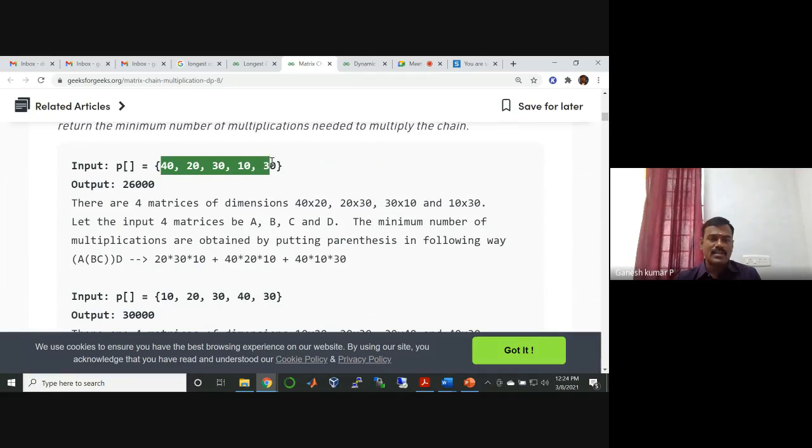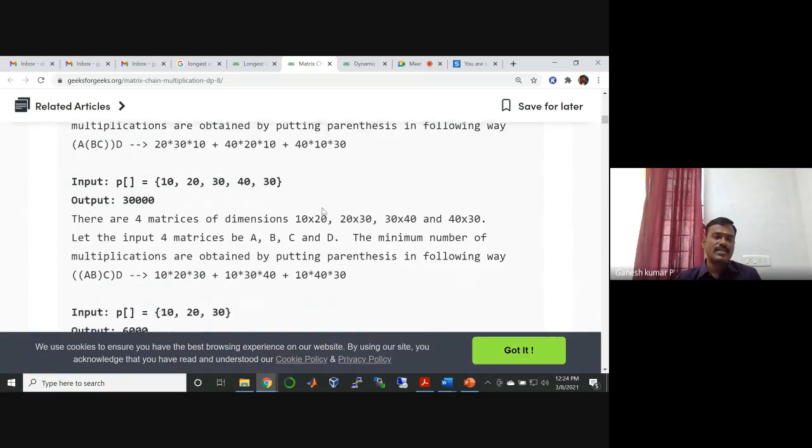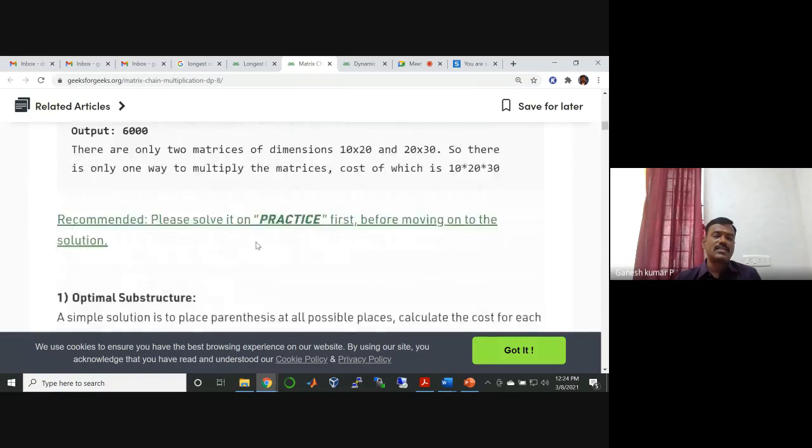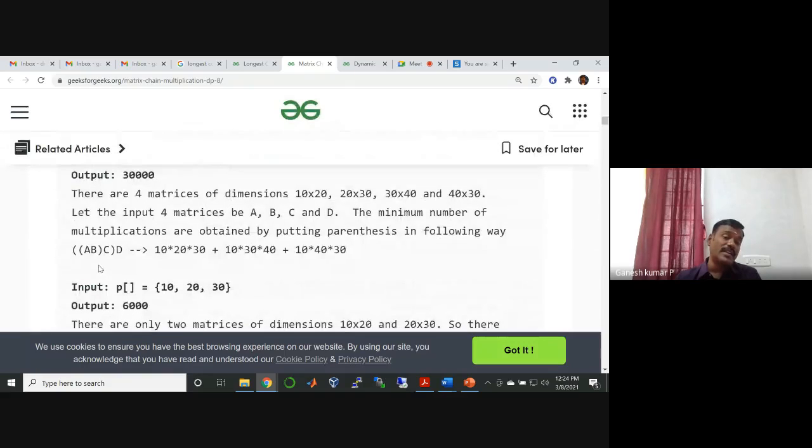There are four matrices, with dimensions 40 cross 20, 20 cross 30, 30 cross 10, and 10 cross 30. If you want to multiply these matrices, what is the order that you have to put? If you put this order, it will give the minimum number of multiplications. But this is not the only order that gives the solution. There are many other orders also available.